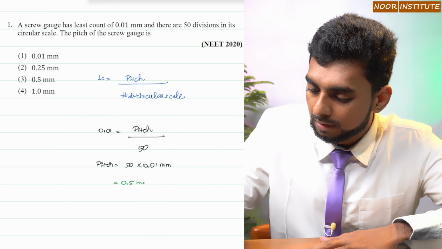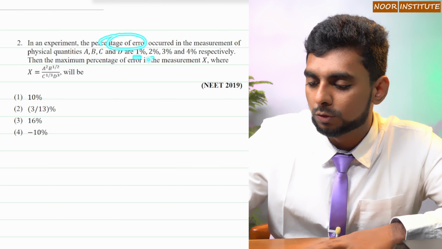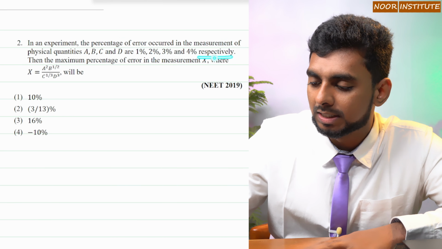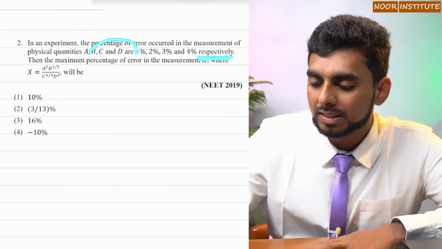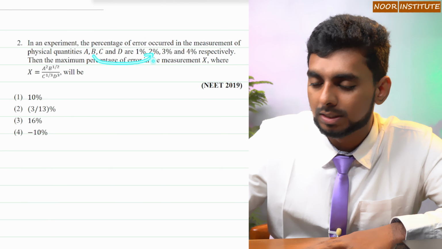Fine. So these are simple questions which you should know. Let's move to the next one. The next sum is related to propagation of errors. Let's see what it is. In an experiment, the percentage of error occurred in the measurement of physical quantities A, B, C and D, right? So they have given me the percentage errors, which are 1%, 2%, 3% and 4% respectively, right? So A will be matched with 1% and you should match B with 2% and then it goes on, right? So that is what respectively actually means.